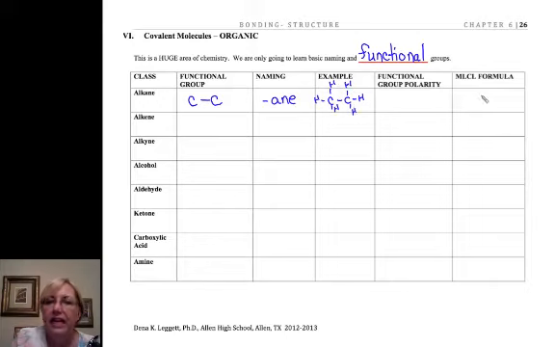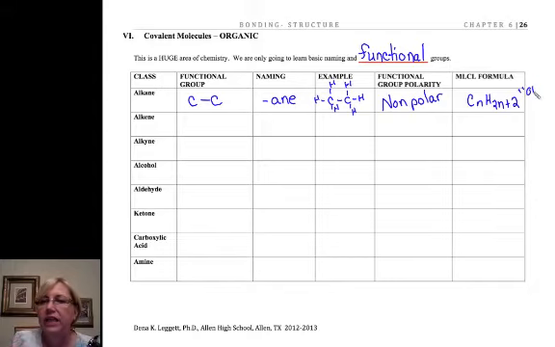Now, alkanes, the formulas are CnH2n+2. These are always non-polar. Think oils when you think of these. If you want to think of a good example, oils are hydrocarbon chains. So these first few examples are the oily group.